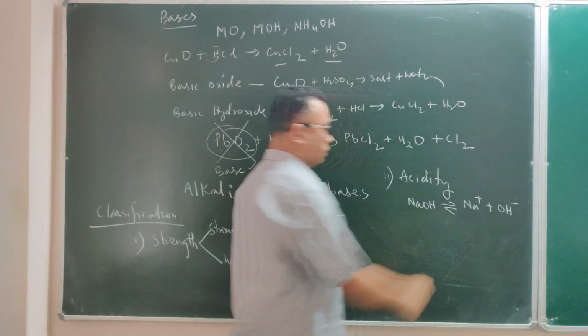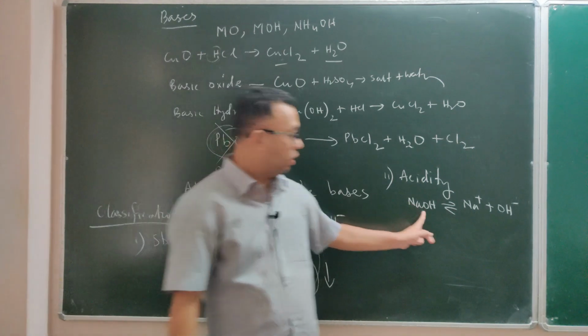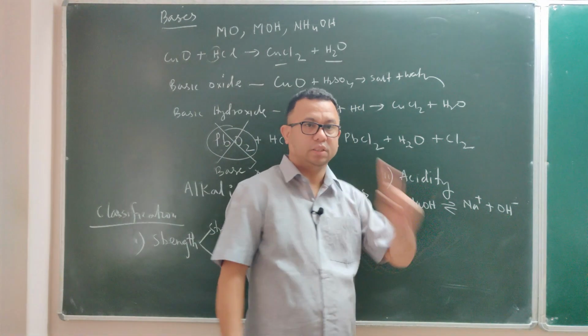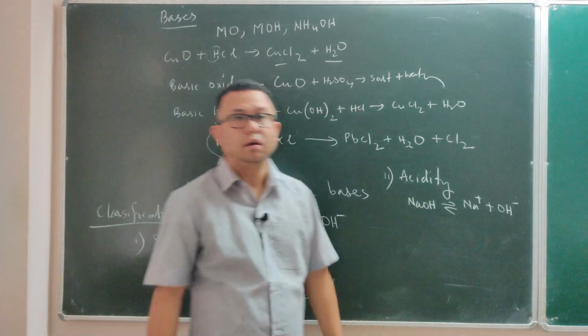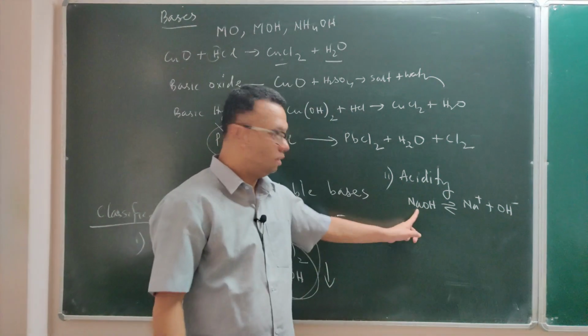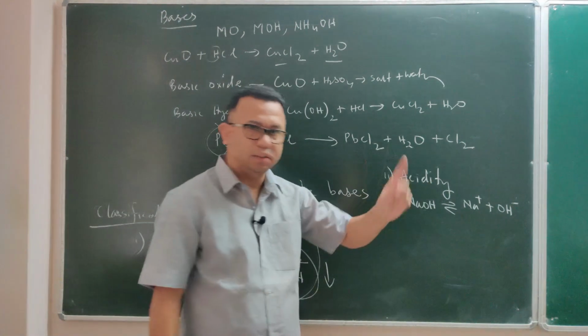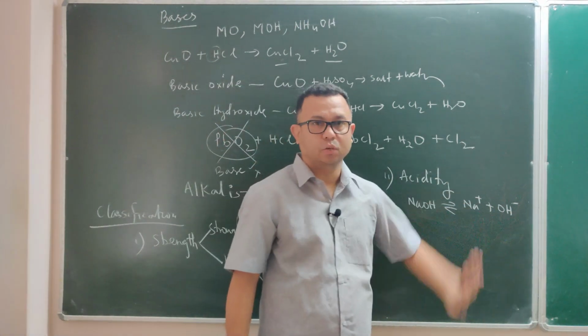Now this is a balanced equation. You can see for one molecule of NaOH only one OH is produced. That is why we say the acidity of NaOH is 1, or we say it is a monoacidic base. So from the formula only you can find out. You can see in the formula OH only 1 is there. That is why its acidity is also 1.